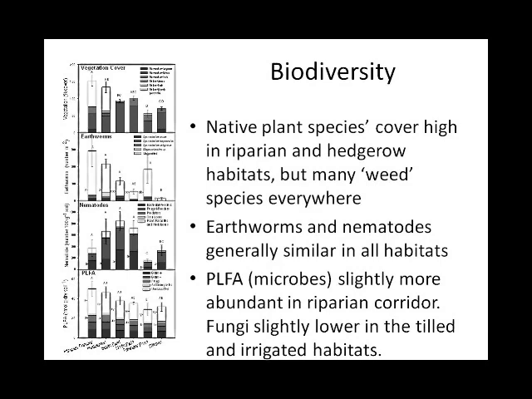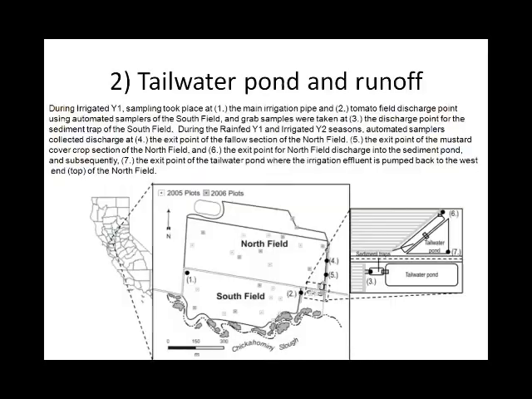But overall, what we were surprised about from these data was that neither earthworms, nematodes, or microbes were that much different in the riparian corridor and hedgerows. And what we're wondering is, could these habitats have been fairly disturbed in the past and not been recolonized after disturbance? We're not really sure. We're looking into that further. Vegetation diversity was higher in those habitats, but the soil biodiversity is not that different. Next slide.